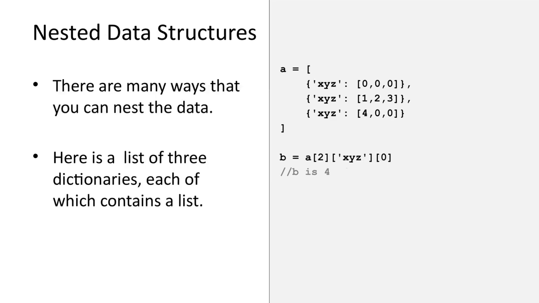The final example has 3 levels of nesting. We have a list that contains 3 dictionaries. And each dictionary contains 1 list.